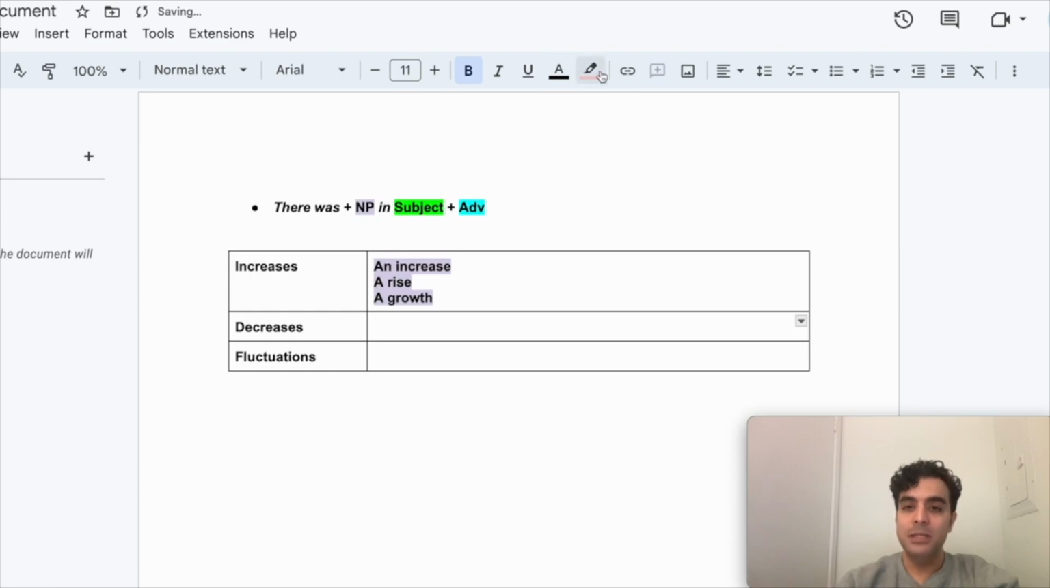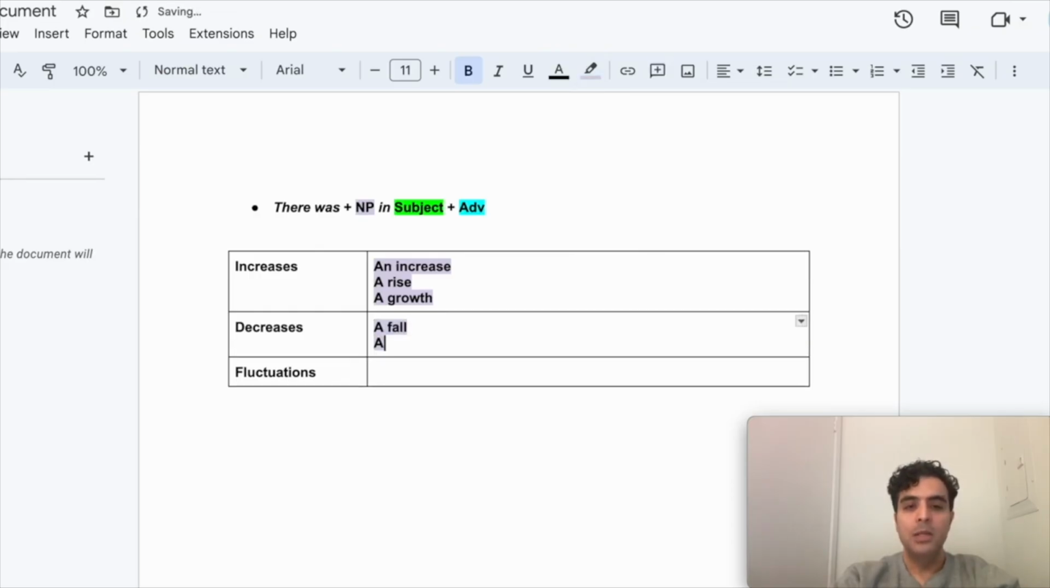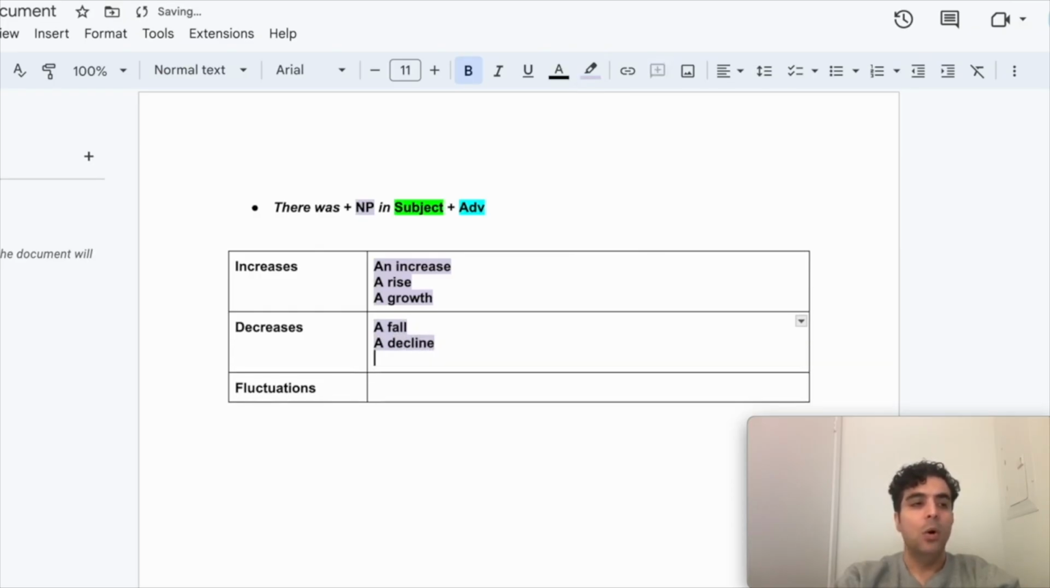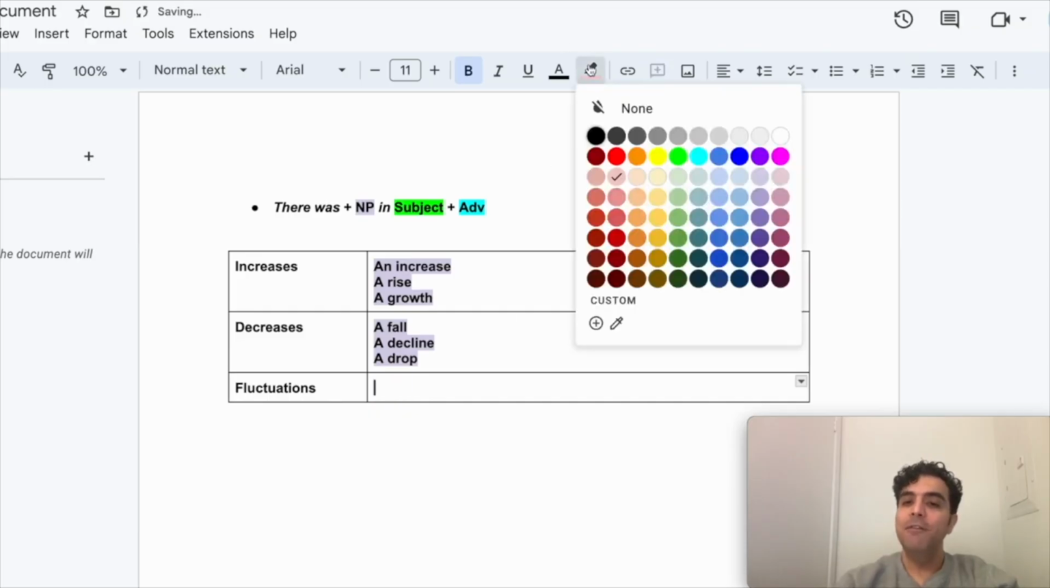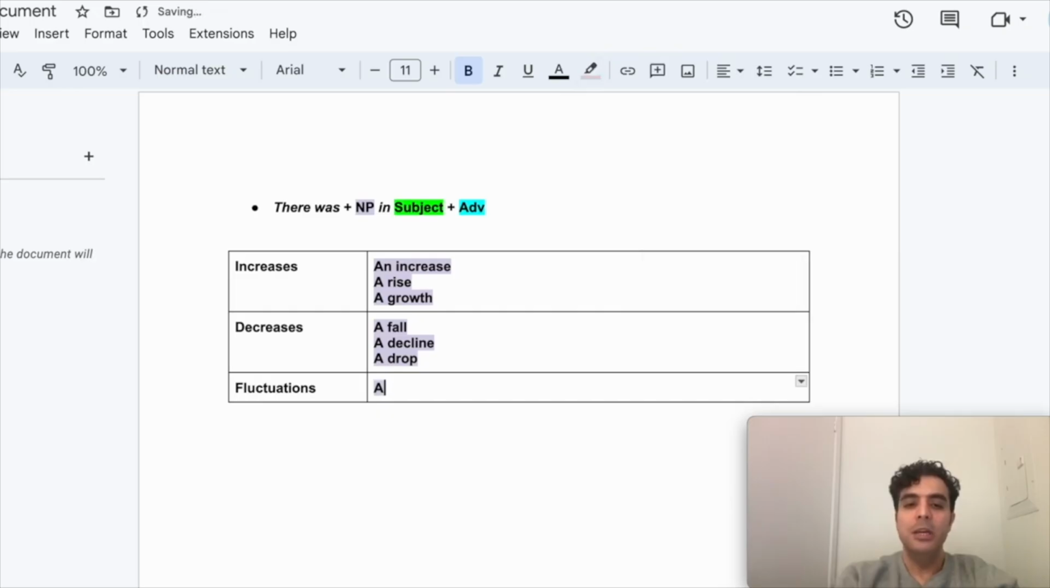For decreases, what could you use? Once again, same color. We could use there was a fall, or there was a decline, or there was a drop in the number of something, right? So here we have the noun phrases. Or for fluctuation, you could say there was a fluctuation in the number of whatever. So a fluctuation. So far we have there was noun phrase.